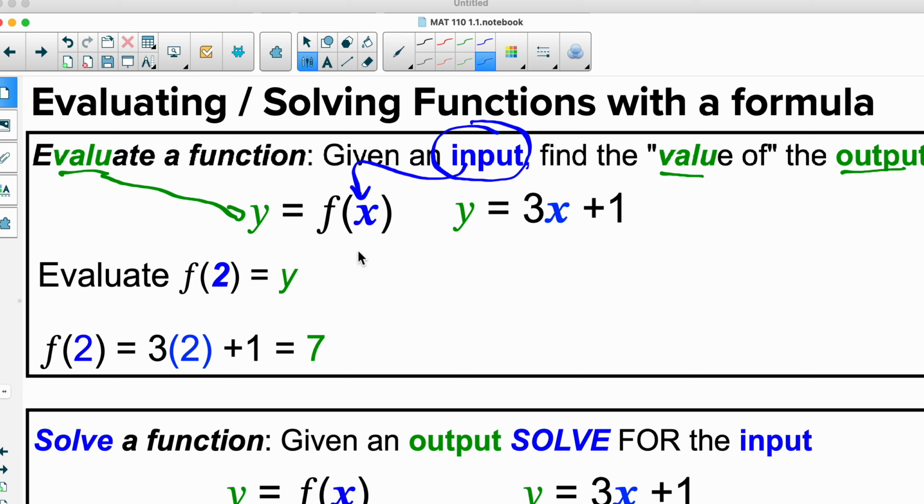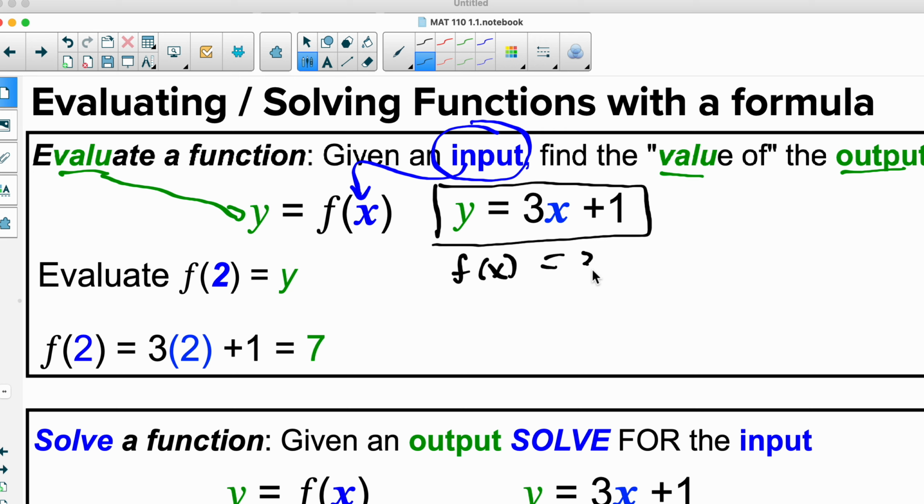The input is inside the parentheses. So I've got my function defined here with a formula, y equals 3x plus 1. Now I could also write that as f of x equals 3x plus 1. Sometimes it's more helpful to write a function using y, but sometimes it's more helpful to write it in function notation. So we know that y is equal to f of x, so we can either say y equals this thing, or we can say f of x equals that thing.